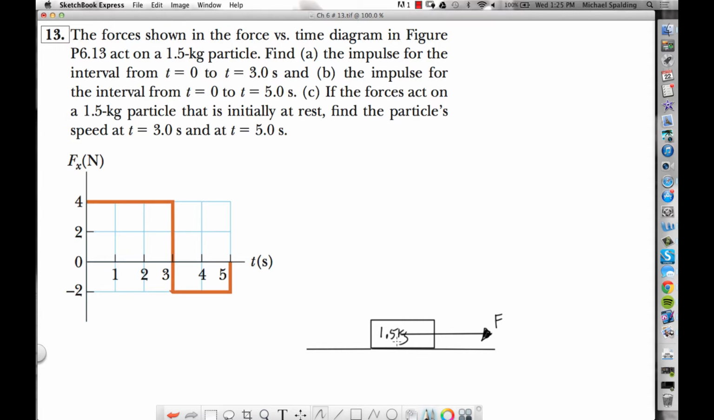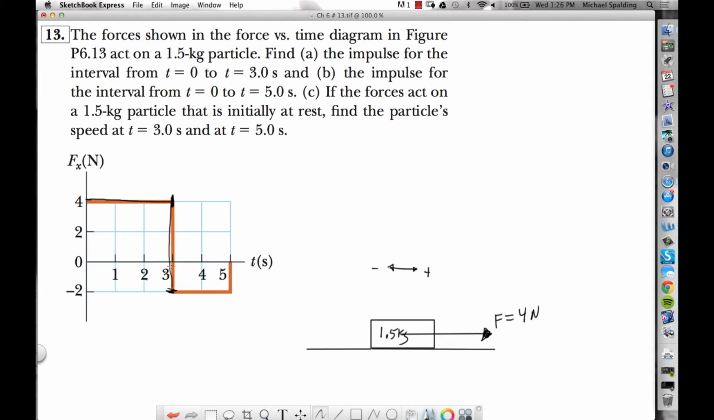Does this force remain 100% constant? No. So notice that the force starts out at 4 newtons, right? 4 newtons for the first 3 seconds, but then the force immediately drops to -2. Now what does that mean? So the force here starts out as 4 newtons positive, meaning to the right, negative to the left.